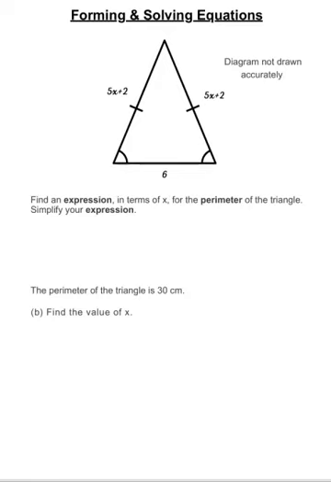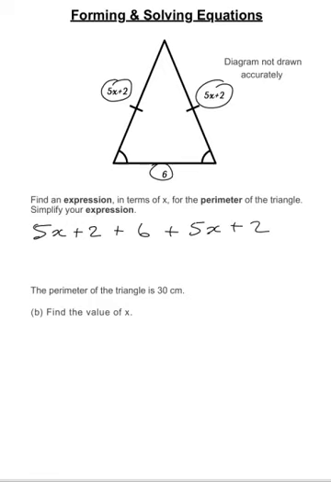So this video is for forming and solving equations. Find an expression in terms of x for the perimeter of the triangle. Simplify your expression. So to find the perimeter of the triangle, we have to add all our sides up. And these are our sides here. And we put it down as 5x plus 2 plus 6 plus 5x plus 2.